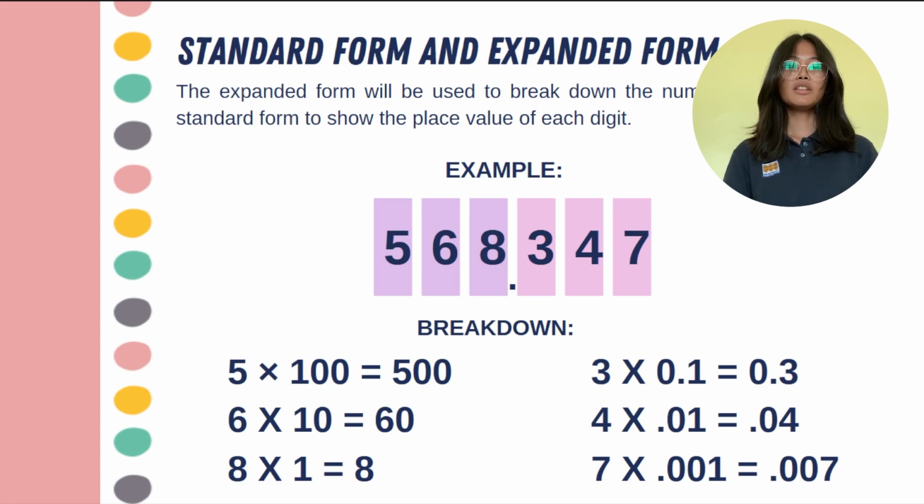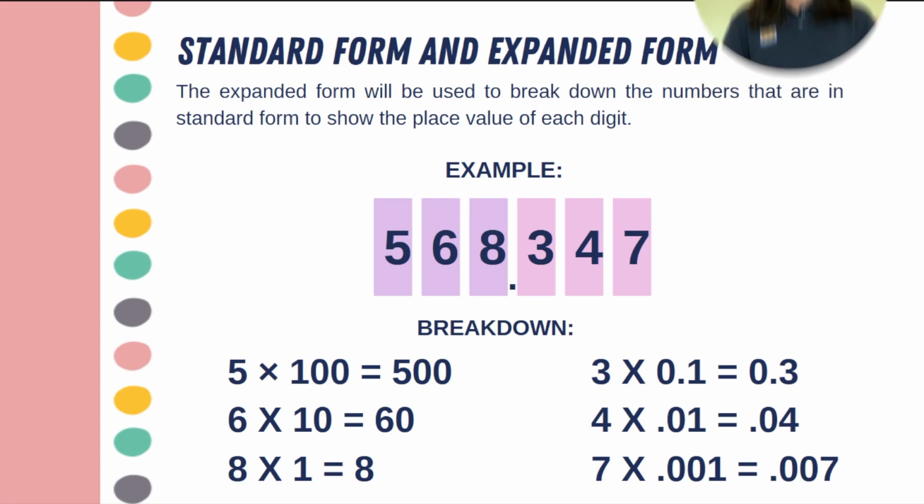Also, to determine the following value of a digit, we do as follows. The value of digit 6 is 6 times 10, which is equal to 60. The value of digit 8 is 8 times 1, which is equal to 8. The value of digit 3 is 3 times 0.1, which is equal to 0.3. The value of digit 4 is 4 times 0.01, which is equal to 0.04. And the value of digit 7 is 7 times 0.001, which is equal to 0.007.